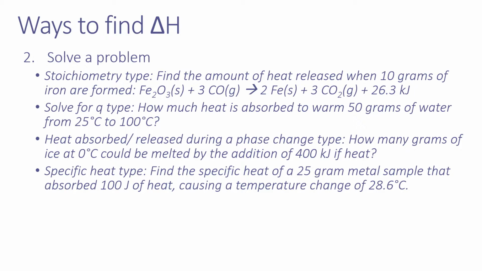We could also look at the heat that is absorbed or released during a phase change. So this would involve using the heat of vaporization or the heat of fusion. So something like how many grams of ice at 0 degrees could be melted by the addition of 400 kilojoules of heat. Then you also have specific heat type problems where we're trying to find the specific heat of something. So let's say that we have a 25 gram metal sample. It absorbs 100 joules of heat and it causes the temperature to change by 28.6 degrees Celsius. So there we could manipulate the Q equals MC delta T equation to solve for C.